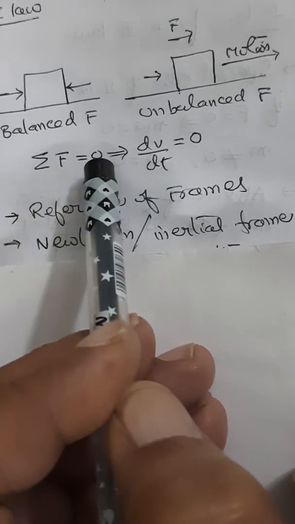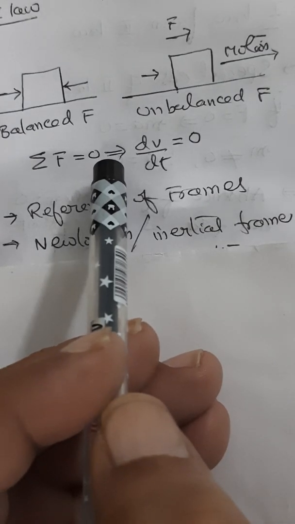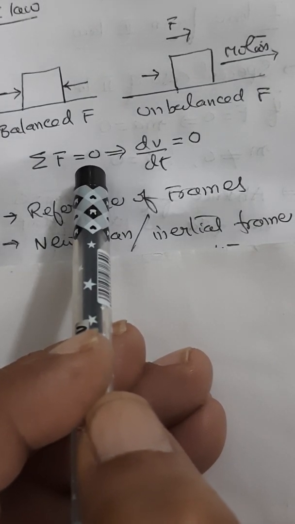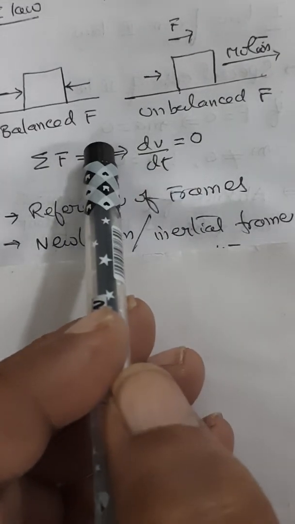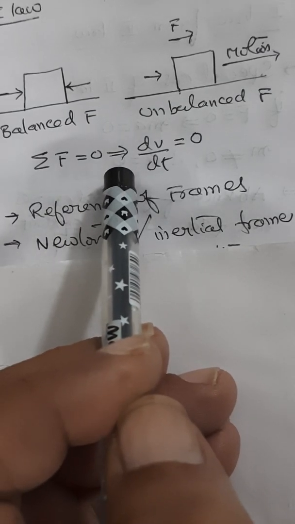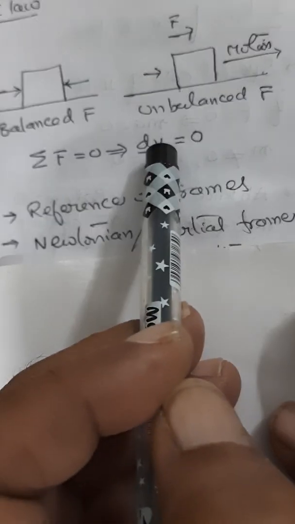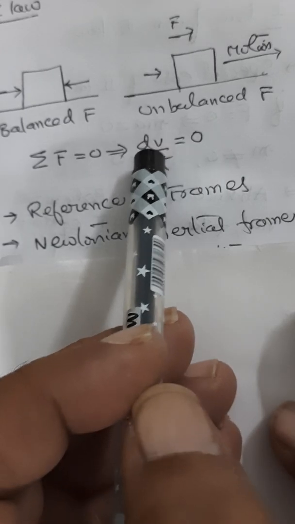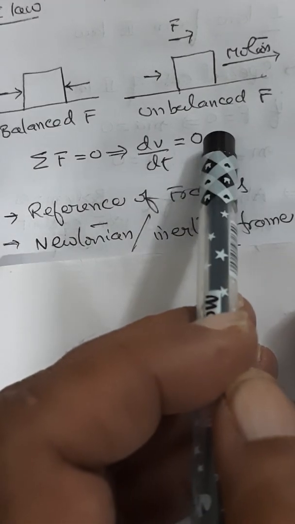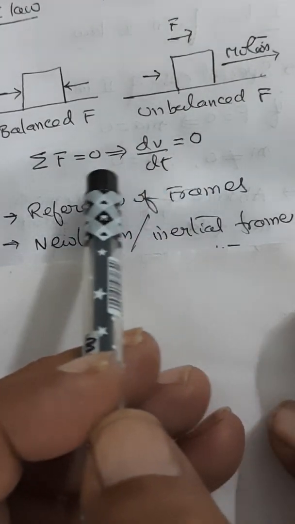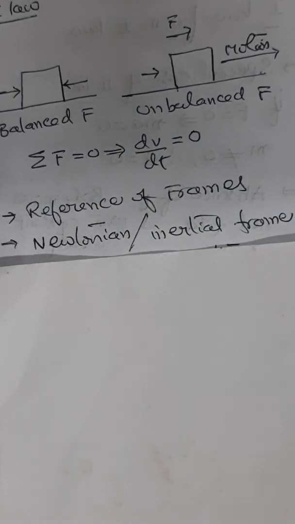Hope you have understood what is sigma F equal to 0. That means whenever the velocity of a body remains constant, it is only when there is no external force acting on it. In other words, the velocity of the body remains constant unless the body is acted upon by an external force. That means when the external force is 0, velocity is uniform and remains constant. So mathematically the derivative of that velocity is 0. So sigma F equal to 0 means dV by dt equal to 0. There is no acceleration.